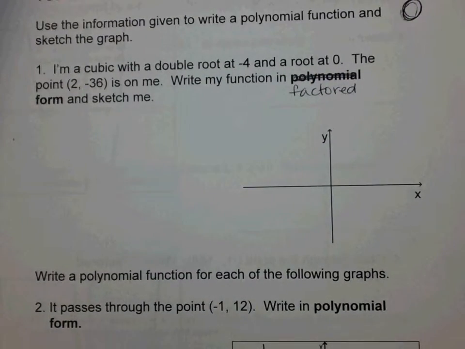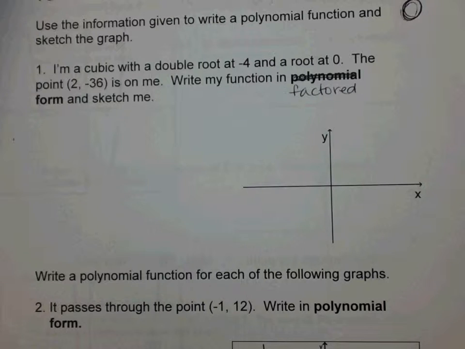Okay, so you have to be able to write an equation given a problem like this. If you look at number 2, you have to be able to write an equation given a graph. So we're going to do both. Number 1 says I'm a cubic with a double root at -4 and a root at 0. The point 2, -36 is on me. Write my function in factored form and sketch me.